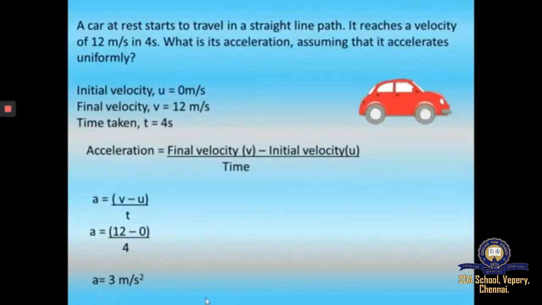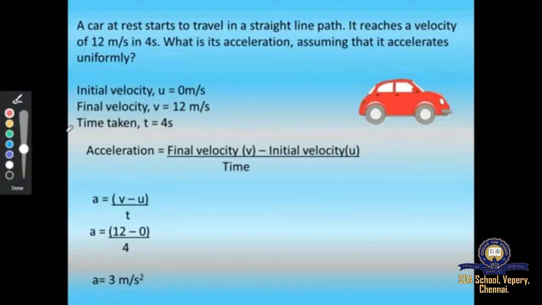A car at rest starts to travel in a straight line path. It reaches a velocity of 12 meters per second in 4 seconds. What is its acceleration, assuming that it accelerates uniformly? So, what will be the initial velocity of the car? The car starts at rest. So, it will be 0 meters per second.